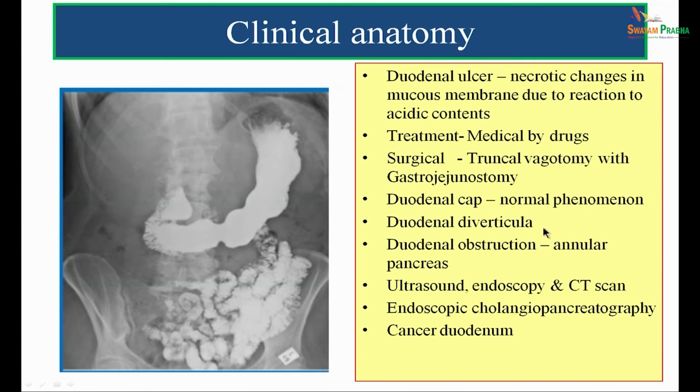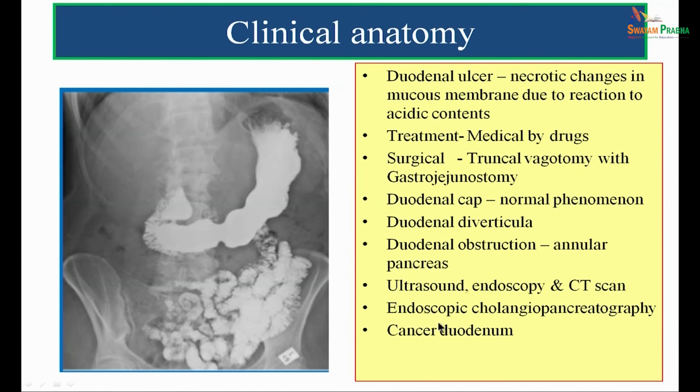Duodenal diverticula are outpouches from the main cavity of the duodenum. So, the cavity of the duodenum has an extension outside, and that is duodenal diverticulum. Duodenal obstruction can occur due to a congenital anomaly of the pancreas known as annular pancreas, where the two embryological buds of the pancreas go around the second part of the duodenum, thereby obstructing the second part of the duodenum. The investigative procedures which can be used to diagnose clinical conditions of duodenum will be ultrasound, endoscopy, and CT scan.